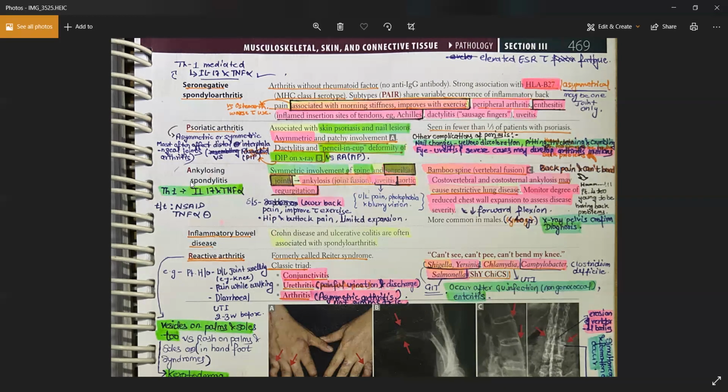Is it mediated by TH1 or TH17? Because you have written TH1. Yeah, exactly. Of course, the TH17 cells will be activated by the TH1 only, right? Yeah. So first the TH1 cells get activated, they will activate the TH17 cells, and ultimately it was the TH17 cells which are causing all these problems. Okay, got it. Thank you.